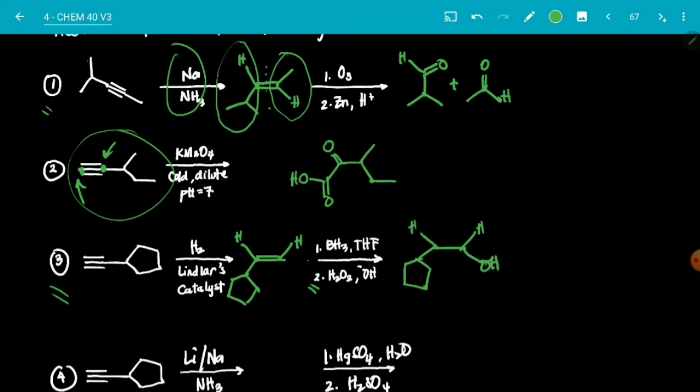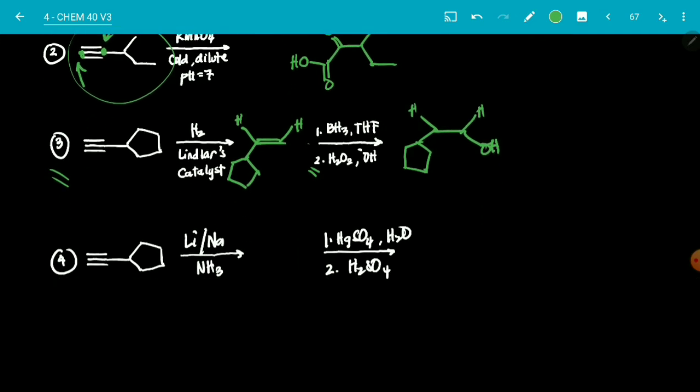Okay. So, for number 4, we have another terminal alkyne. So, pareho lang siya ng number 3. Lalagyan daw natin ng lithium or sodium in ammonia. So, ito na naman ay isang case ng anti-addition na partial hydrogenation. So, ilalagay ko lang yung product. So, nandito yung isang hydrogen. Nandito yung isang hydrogen. So, anti siya. So, nandito yung ating cyclopentane.